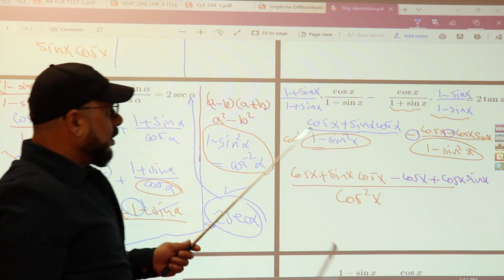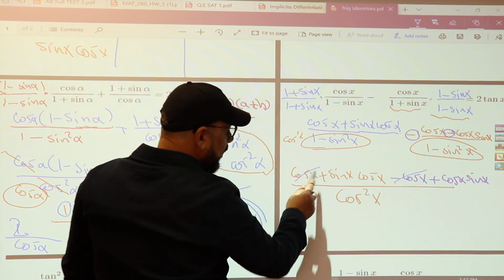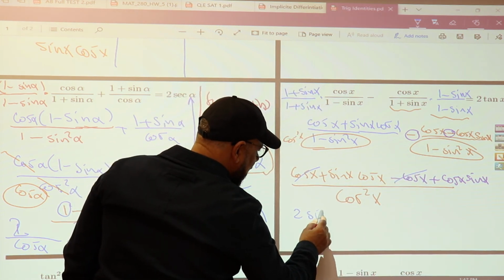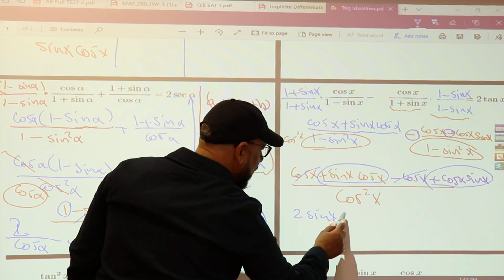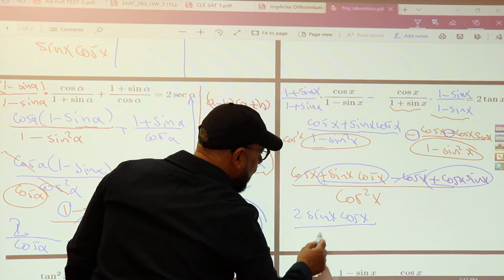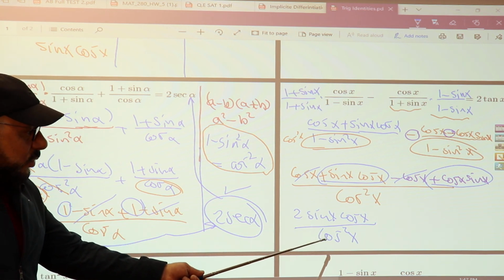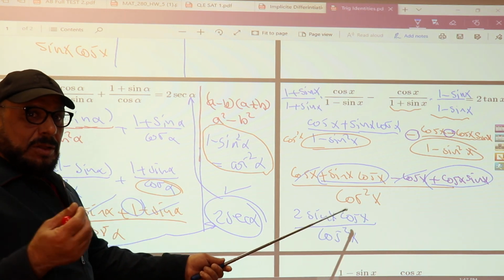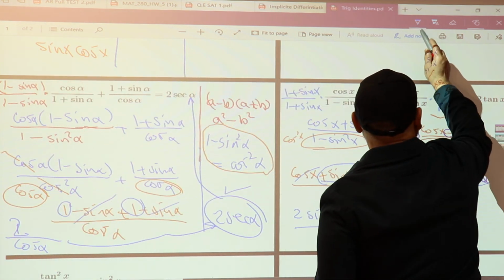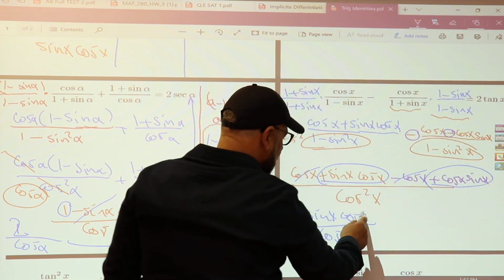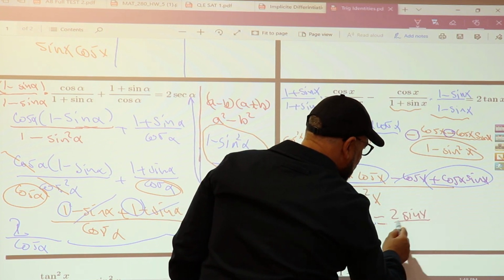Okay. And then here, which one is going to cancel? This and this. Only. Then we have here 2 sine x. Look here. And this guy. 2 sine x cosine x over cosine square x. If you watch me for the first time, I said this cosine square x is the same as cosine x square. Now this guy will cancel with this guy and left only one cosine. 2 sine x over cosine x.